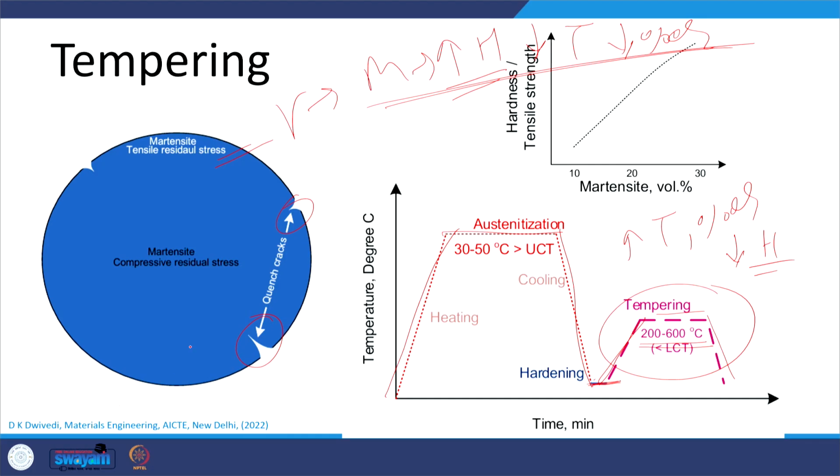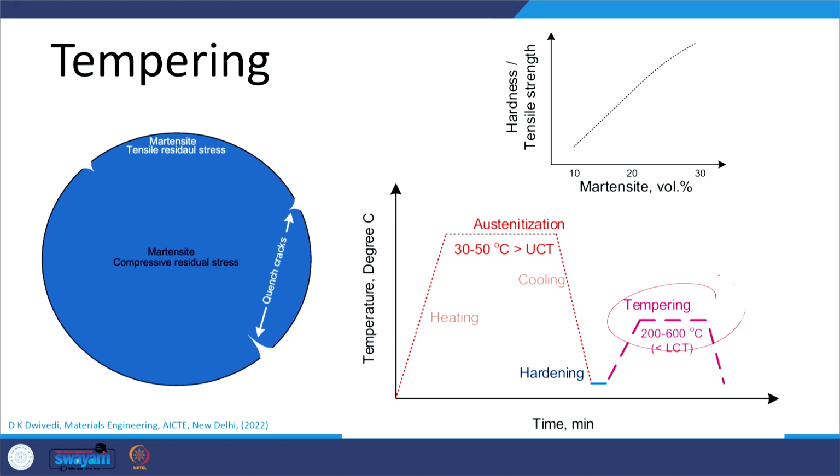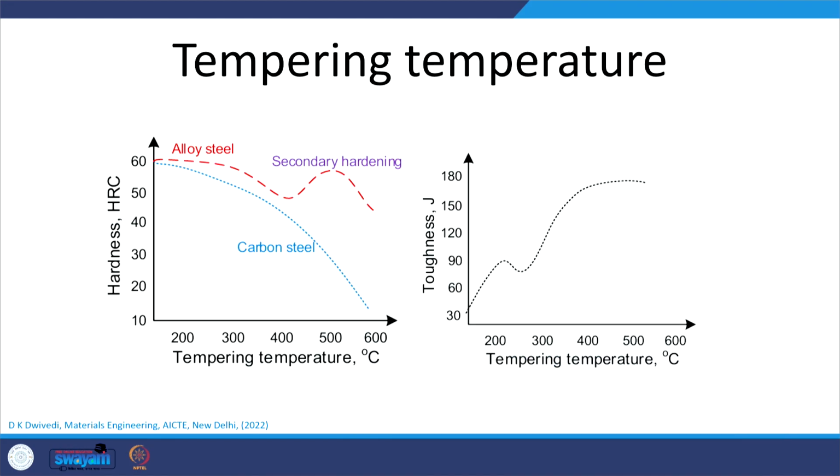So, in order to avoid this kind of undesirable effect, we do the tempering, so that the residual stresses are minimized, and the excessive hardening is also minimized by a reduction in the hardness, and therefore tempering becomes important. Say the tempering is done at different temperatures of the weld joint.